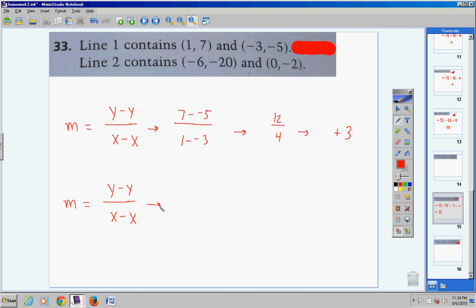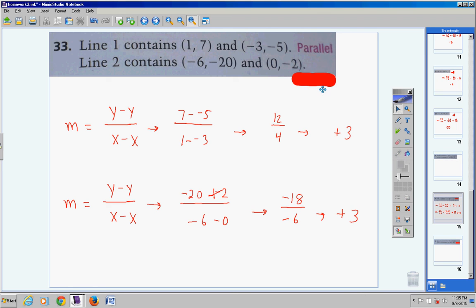Now, let's find the slope of line 2. My y's are -20 and -2. So -20 minus -2. My x's are -6 and 0. So -6 minus 0. Alright. Well, -20 minus -2 is -20 plus 2, or positive 2. That's -18. -6 minus 0 is -6. Negative over negative is positive. 18 over 6 is 3. So do we have completely identical slopes? Yes, we do. So the two lines are parallel.